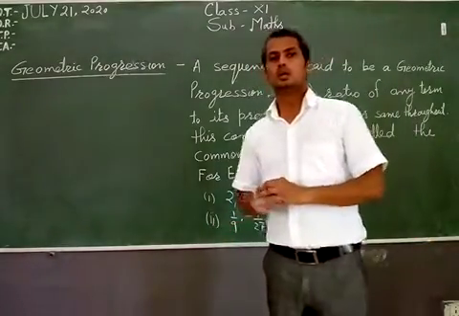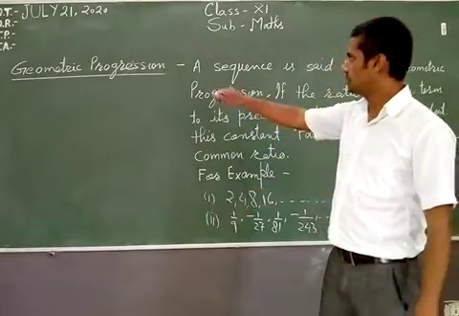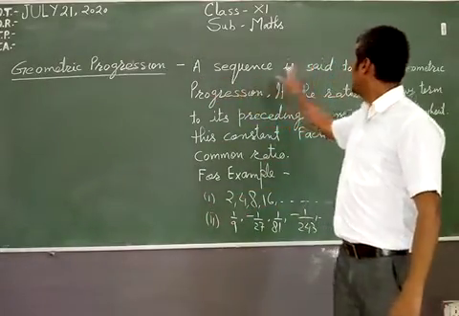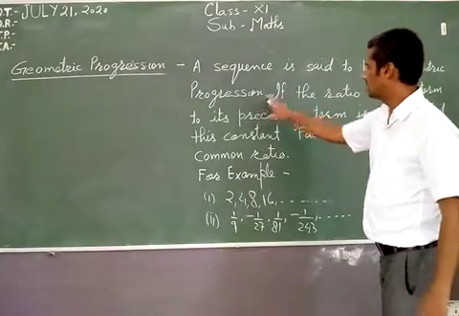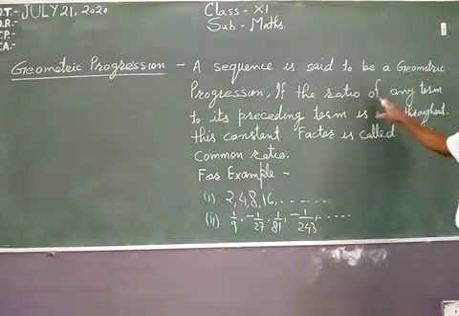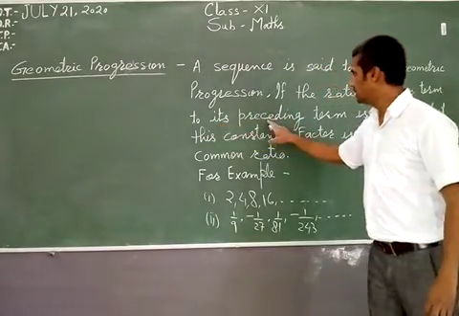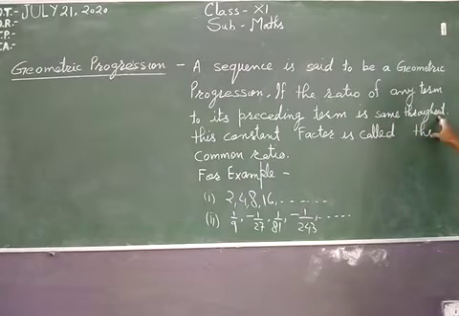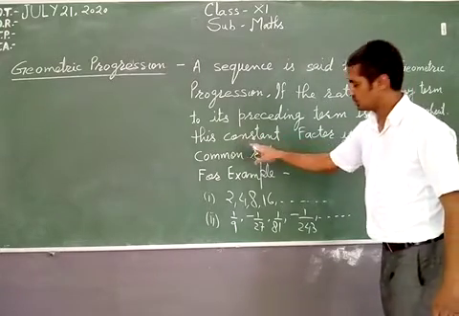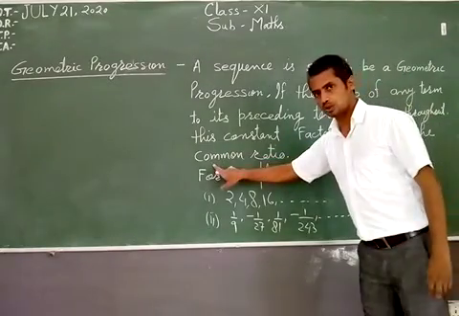Good morning. Today we will discuss geometric progression. According to the definition, a sequence is said to be a geometric progression if the ratio of any term to its preceding term is the same throughout. This constant factor is called the common ratio.